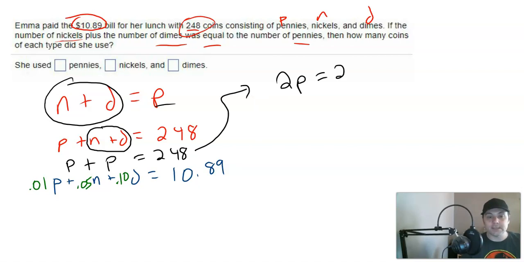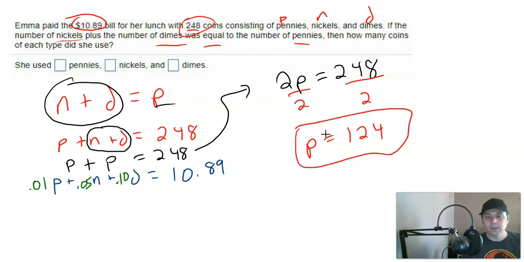We combine the P's together, so 2P is equal to 248. And we can solve for P by dividing by 2 on both sides. So we get P is equal to 124. Right away, that's a big shortcut. I find out there's 124 pennies. I still need to find the number of nickels and the number of dimes. So I still have two variables to deal with, which means I'm going to be solving a system of equations with two variables now instead of three. It's still going to be a little bit of work.